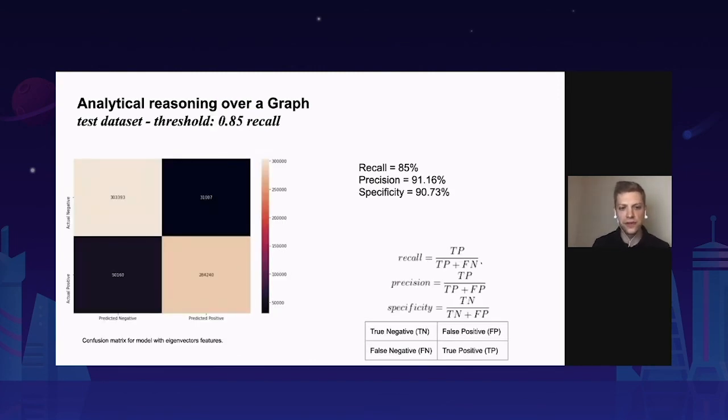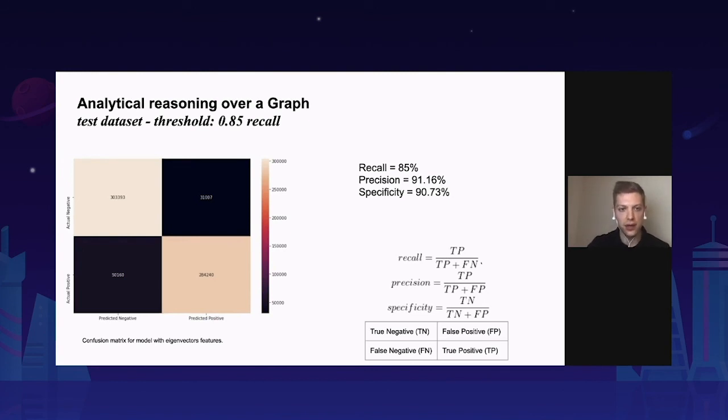Let's move to the confusion matrix, which provides us a little bit more information. So recall 85%, we've got a precision of 91% and specificity of more than 90% with this model. And this is what I got on my test dataset, a dataset that wasn't seen by the model during training. So this is pretty cool.